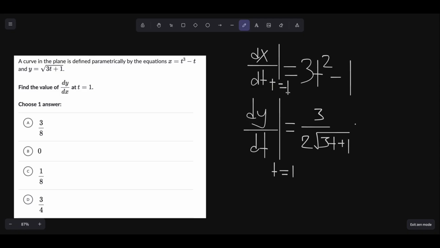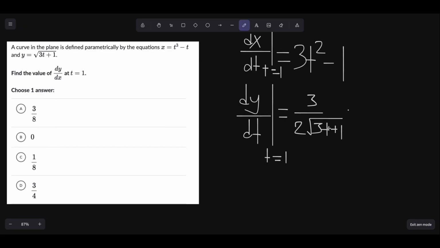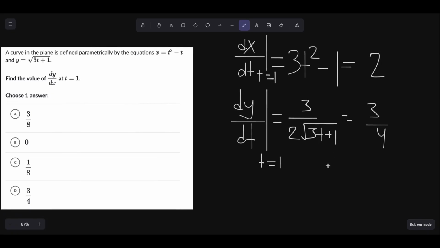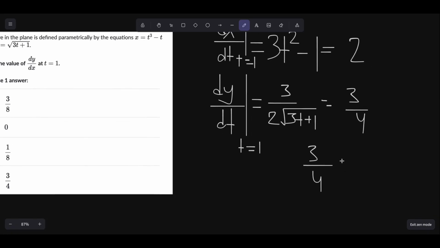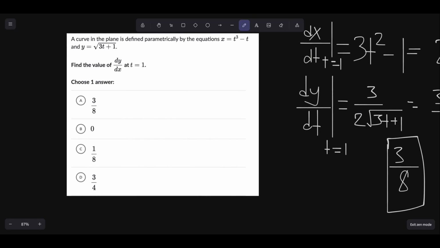And then let's just divide those two and then see what happens. So when t is equal to 1, this looks to be like 3 over 4, right? Because that's just the square root of 4, which is 2, and so 3 over 4. And look at this up here. What is this? This is just going to be 2. So if I take 3 over 4 and I divide it by 2, well, now I'm just going to get 3 over 8. So a very small positive slope. So 3 over 8 would be the answer.